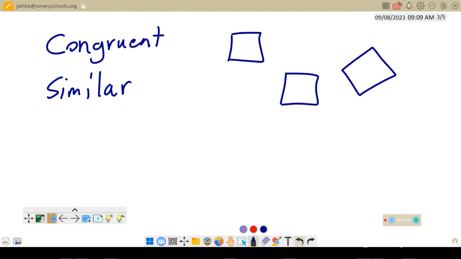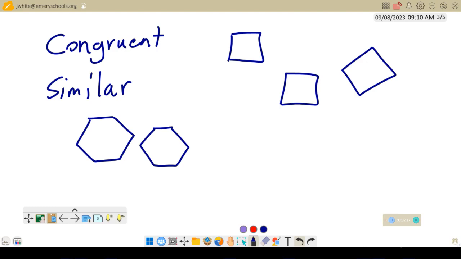All right, what does similar mean? We can use the word same again. So similar means same shape, but it could be a different size. So if I had a hexagon, and then I had a smaller hexagon, but it's still regular, all of the angles match.